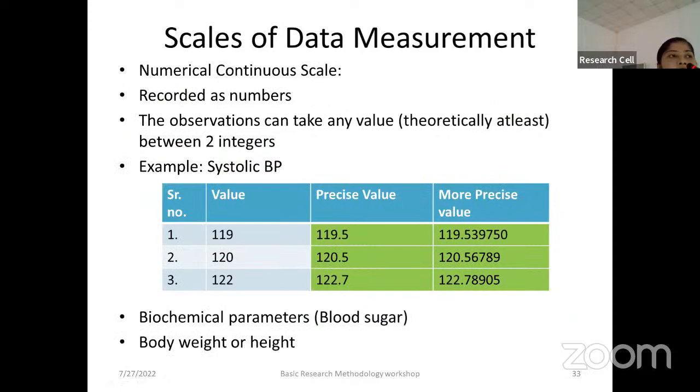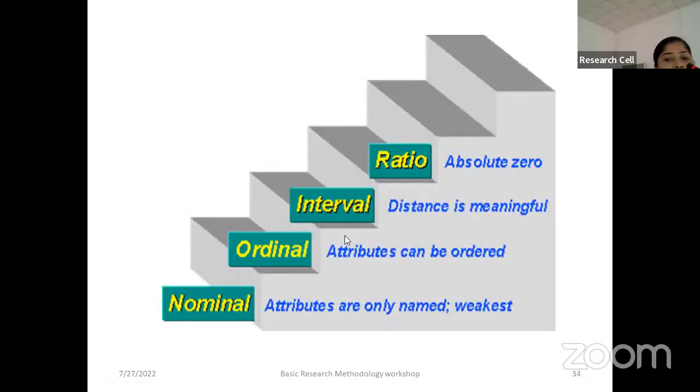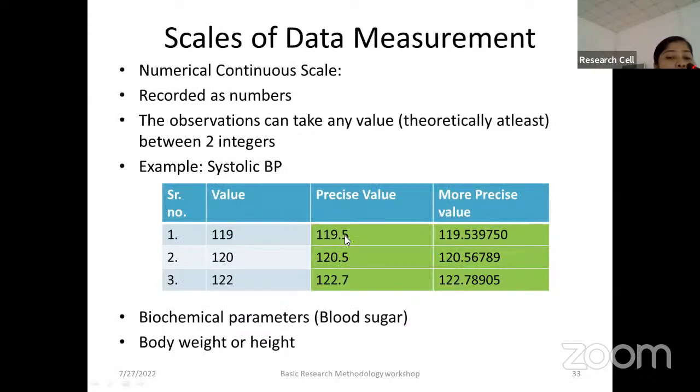Then we have a numerical continuous. Here the difference is that the recordings are done in decimals. Okay, for example, suppose one wants to take a systolic blood pressure. So we have the values, like the blood pressure can also be taken as a discrete number, like 119, 120, 122. Or it can also be taken into decimal places, like 119.5. Or to be much more precise, it can also be taken as 119.539750, provided the investigator wants to do that. Okay, and a more precise instrument is present. Okay, so this is the decimal point scale, that is numerical continuous scale.